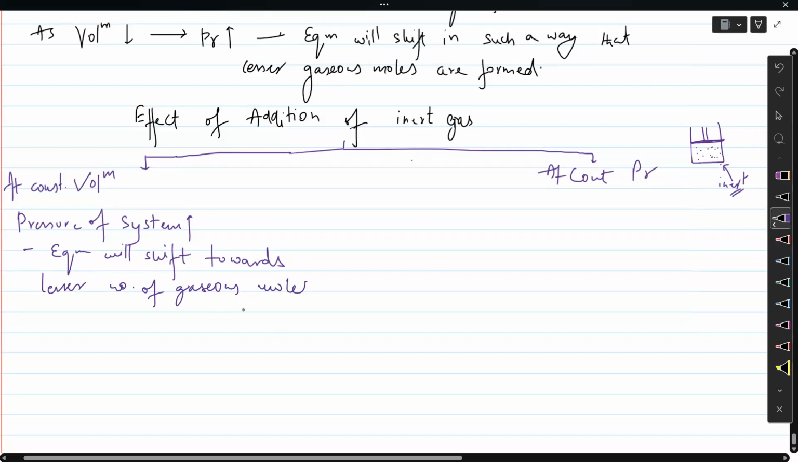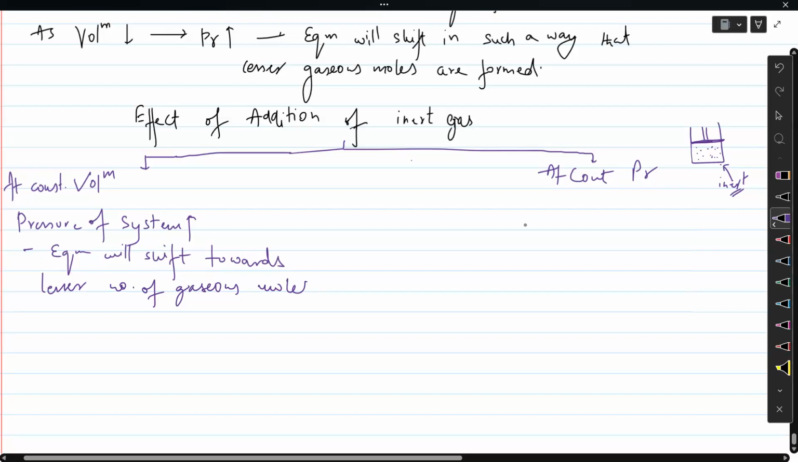So this is plain and simple. When we add inert gas at constant volume, the pressure of the system will increase. And when the pressure of the system increases, the equilibrium will shift in such a way that the side, product or reactant, with the lesser gaseous moles is formed, so that the pressure will again lower.